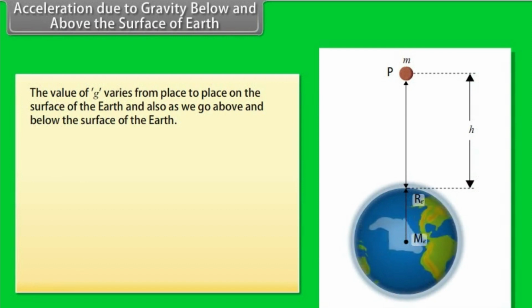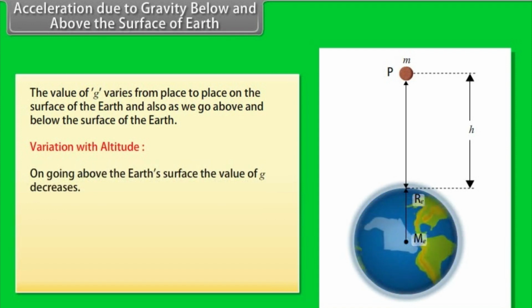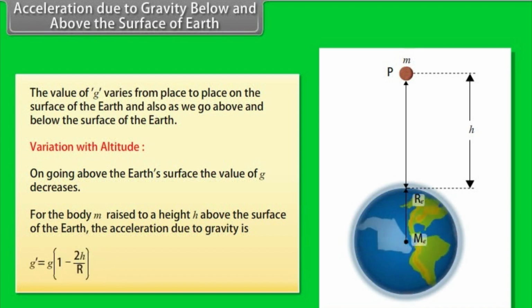Acceleration due to gravity below and above the surface of Earth. The value of g varies from place to place on the surface of the Earth and also as we go above and below the surface of the Earth. Variation with altitude. On going above the Earth's surface, the value of g decreases. For a body of mass m raised to a height h above the surface of the Earth, the acceleration due to gravity is given by g dash is equal to g multiplied by 1 minus 2h upon R.